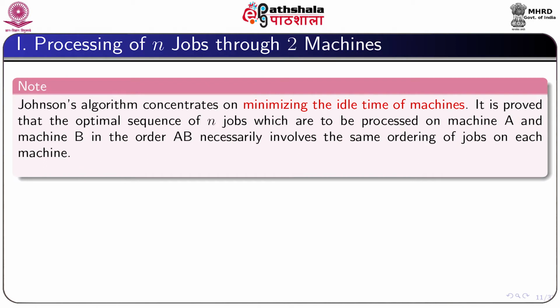Johnson's algorithm concentrates on minimizing the idle time of machine. It is proved that optimal sequence of n jobs which are to be processed on two machines A and B in the order AB necessarily involves the same ordering of job on each machine. The total elapsed time is minimum when the sequence of jobs is same for both the machines.